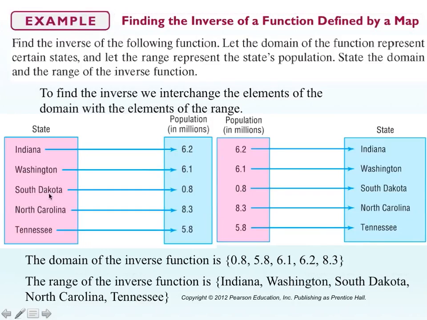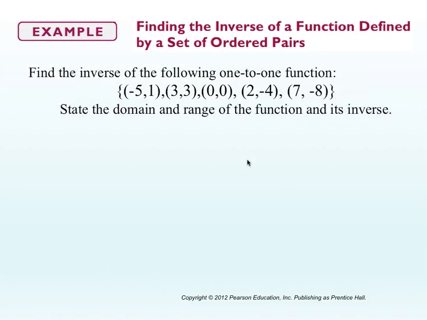So if you notice, the domain and the range actually flip-flopped. The domain used to be Indiana, Washington, South Dakota, North Carolina, and Tennessee. That is now our range. And the range used to be 6.2, 6.1, 0.8, 8.3, and 5.8, and that is now our domain. So domain and range, when you find the inverse of a function, actually flip-flop from one another. The domain becomes the range, and the range becomes the domain.